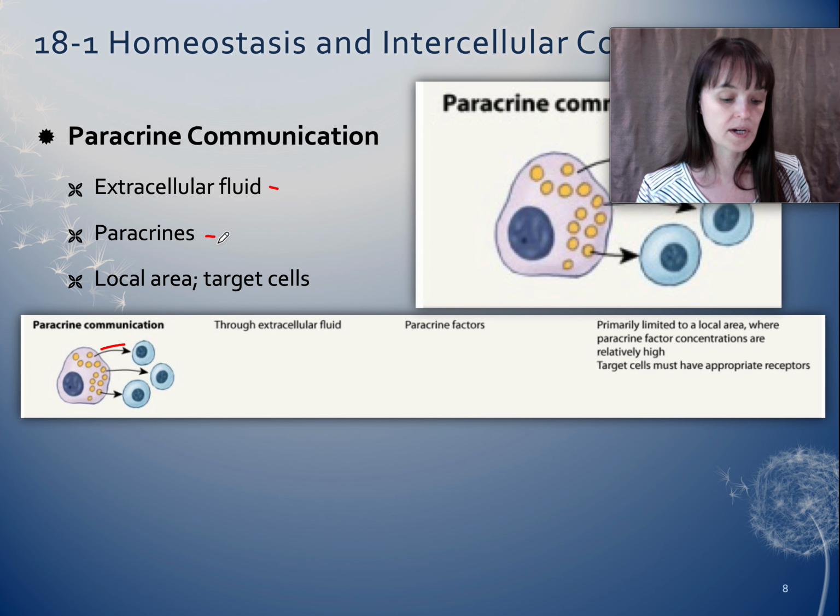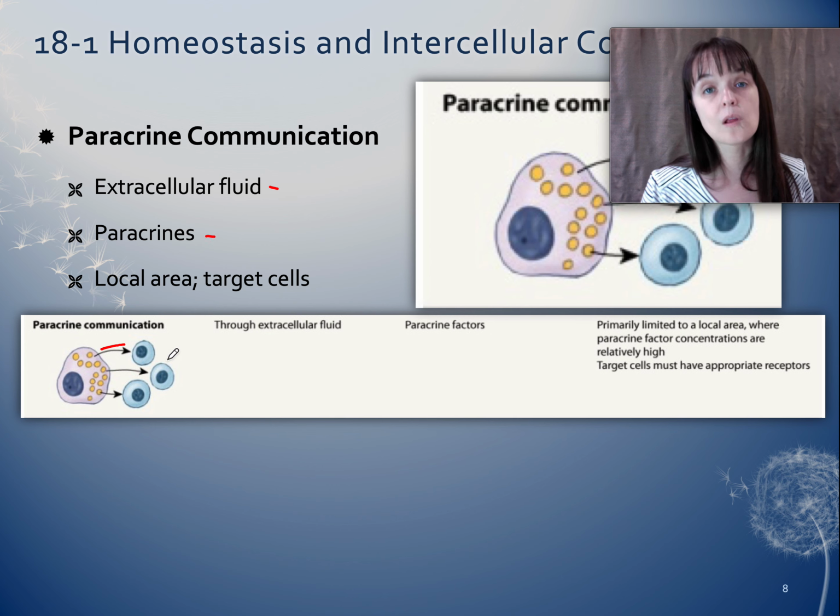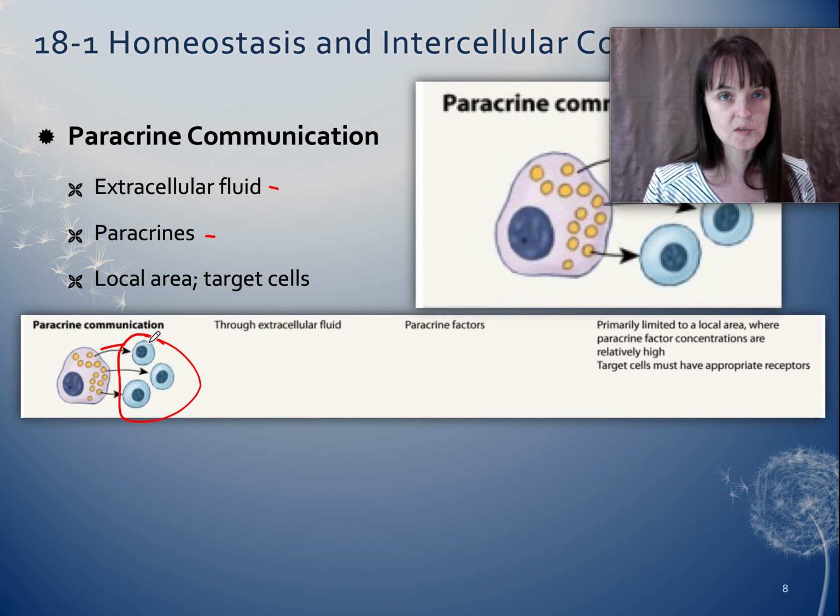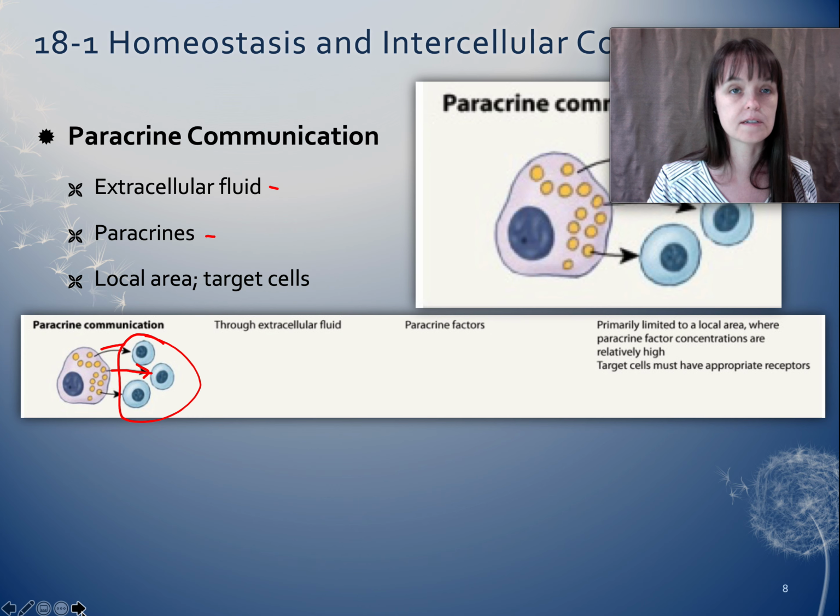They are called paracrines, and they are local, and again, only to target cells, but local because they're not hitching a ride in the bloodstream and going all over the whole body. They're just going through the extracellular fluid to nearby cells, but they don't have to be touching cells.